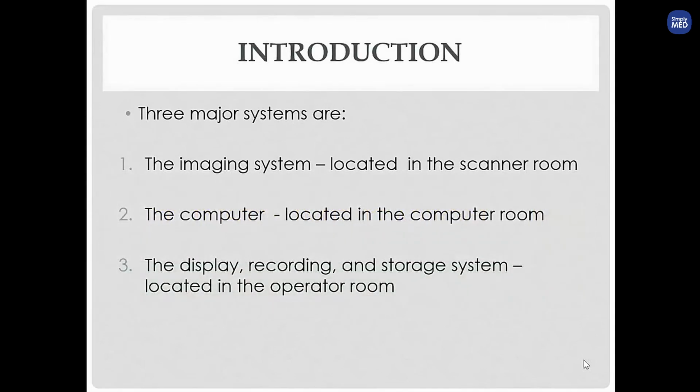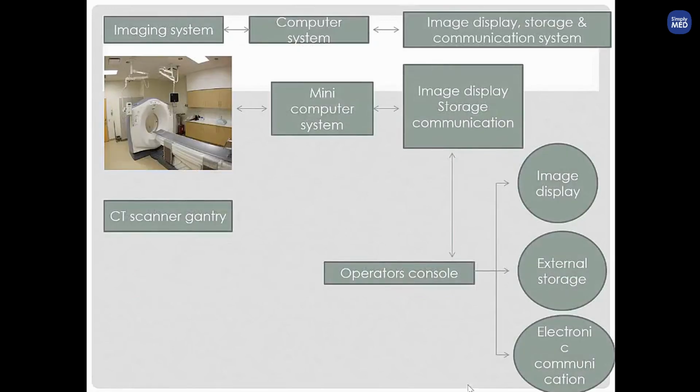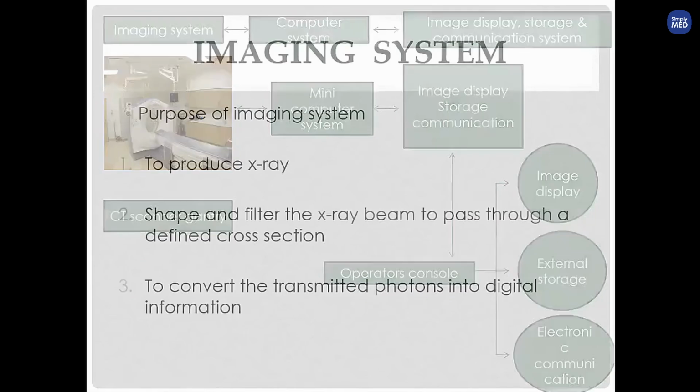There are mainly three major systems used. One is the imaging system, second one is the computer, and third one is the display, recording and storage system. In the imaging system we perform the CT scan, the computer system is in the computer room, and then we have the display, recording and storage system which is located in the operator room. The imaging system is where our CT scanner gantry is, and the display system is where we see the image, store it, and send it to communication.